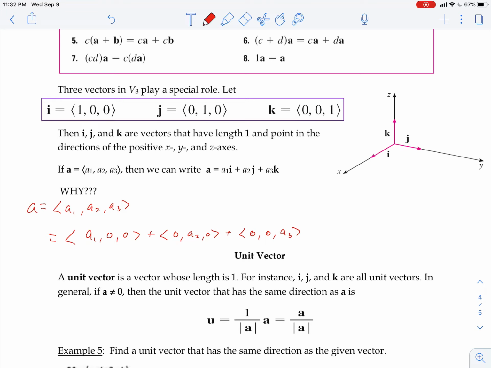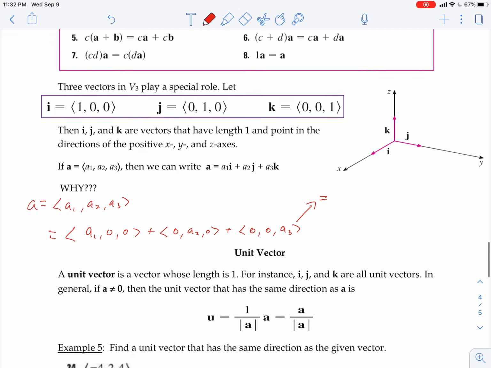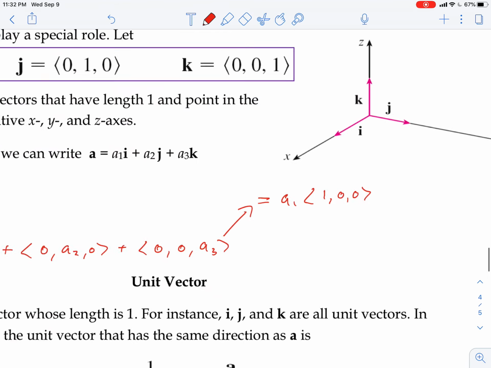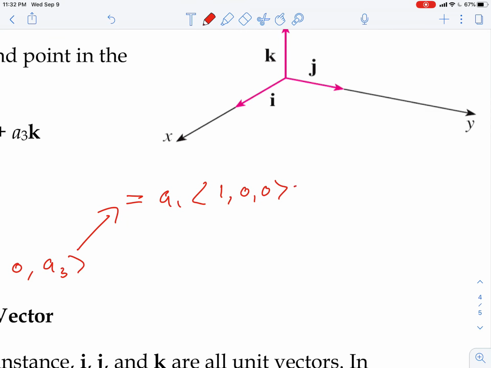Now, because I've changed the way that I represent vector a, I can determine that I can actually pull certain terms out of each of these vectors. If I pull out an a sub 1, I'm going to get the vector 1, 0, 0. If I pull out, let me zoom in to give me some more room, an a sub 2 in the second vector, I'm going to get 0, 1, 0.